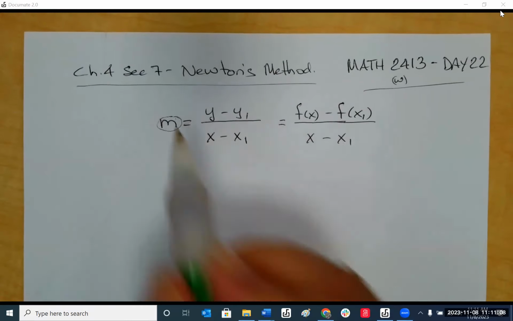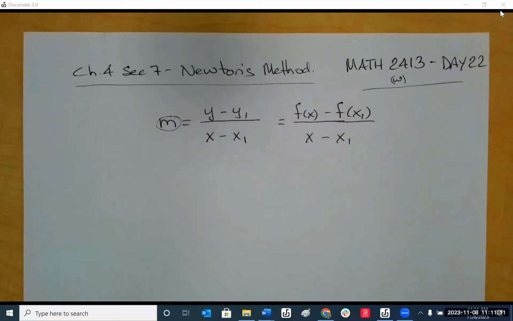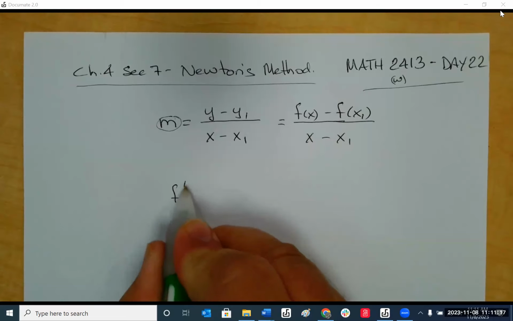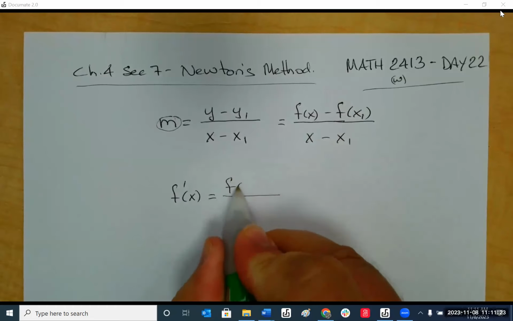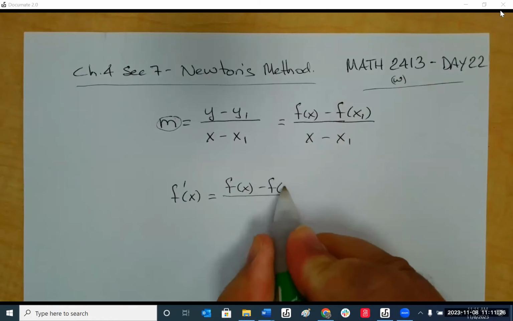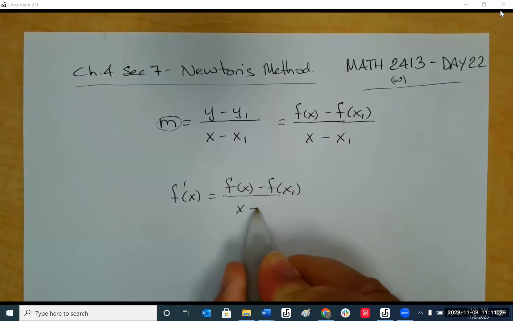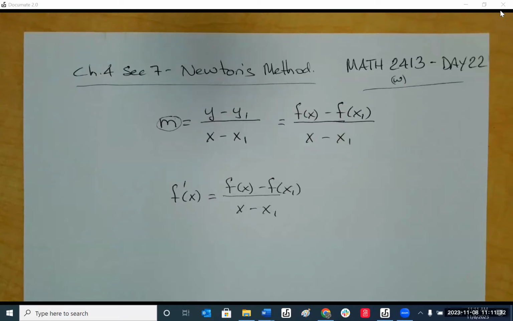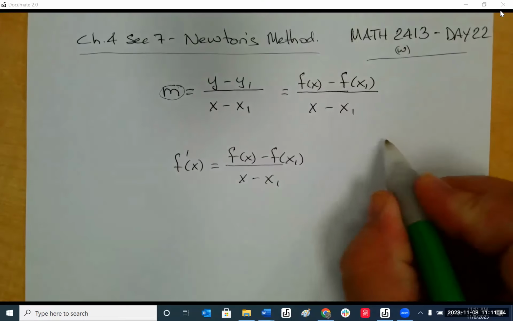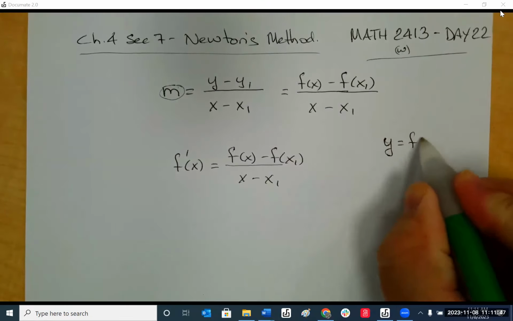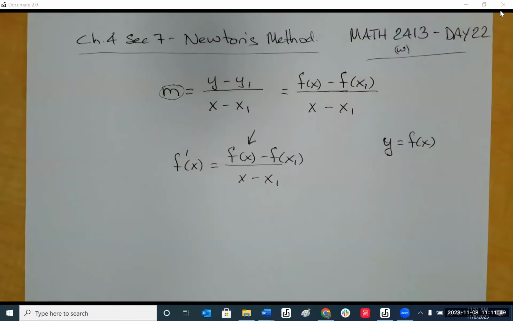And what's another way of writing the slope in calculus? Derivative. Very good. We can say it's the first derivative. Because what we're looking for here, we want to solve for y. Y is the f of x. So in other words, we want to solve for that value there.